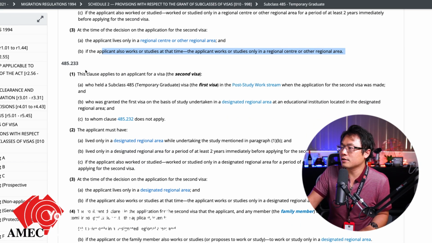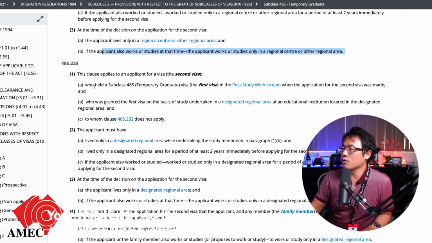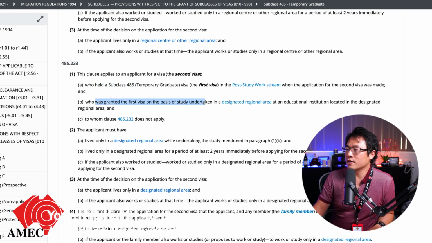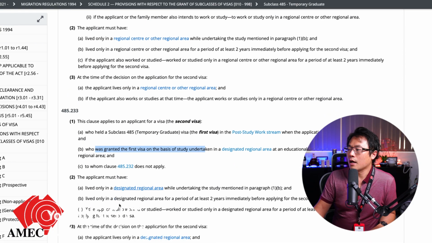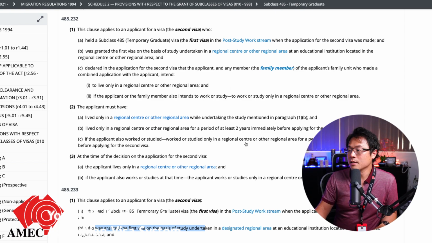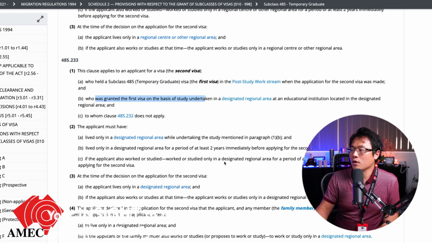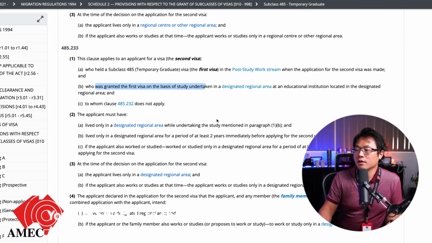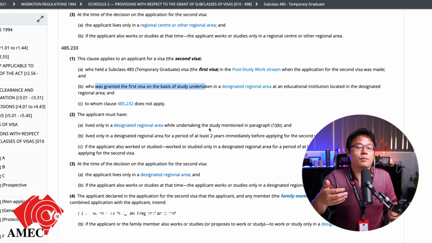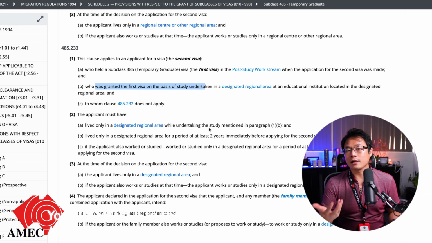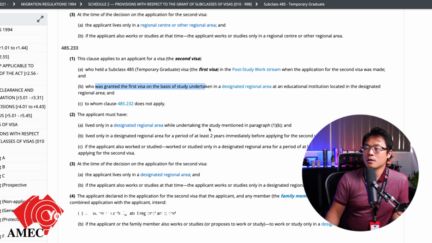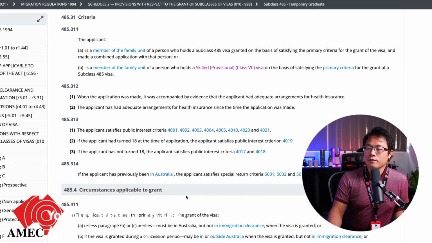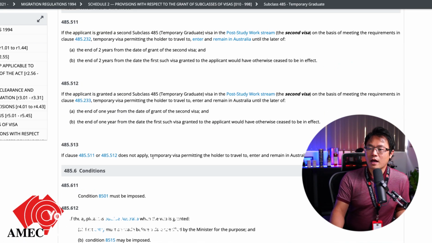So the last but not the least, 233. This is all about the held 485 visa, first visa, and you made a second visa. Grant of first visa, this is actually the same, a copy of this one. The difference here is one is a regional center and one is saying designated regional area. So one is giving out another 1 year, as you can see, and the other one is giving out another 2 years. The difference is between Northern Territory compared with Gold Coast, where obviously we're giving 1 year. Adelaide, no, that's 1 year. Northern Territory, they'll give you 2 years. So some of the more remote areas are deemed to be given more visa time for the second visa. Anyway, the rest of it is about family and grant time.